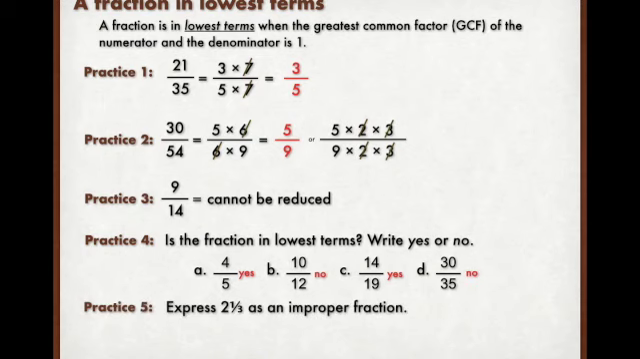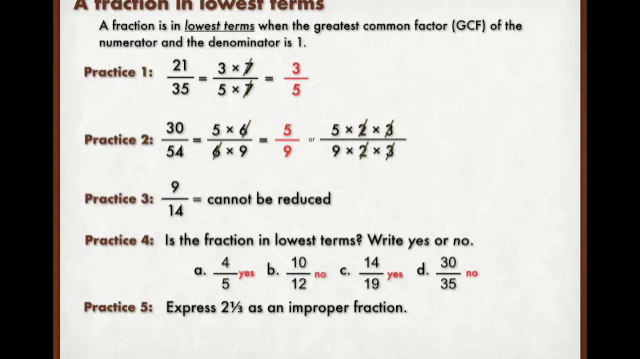Okay, so if the fraction is in lowest terms, we can't make this smaller. It would not have a greatest common factor. For B and D, we were able to find the greatest common factor. For B, you can simplify this to 5 and 6. And then D, you can also simplify this.